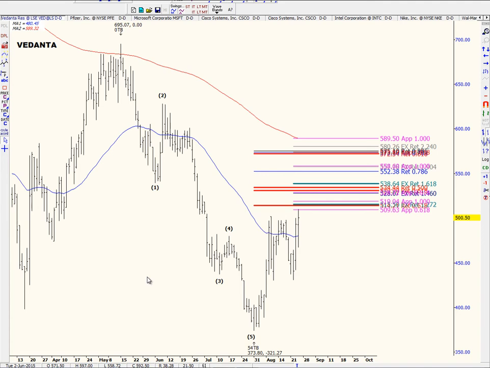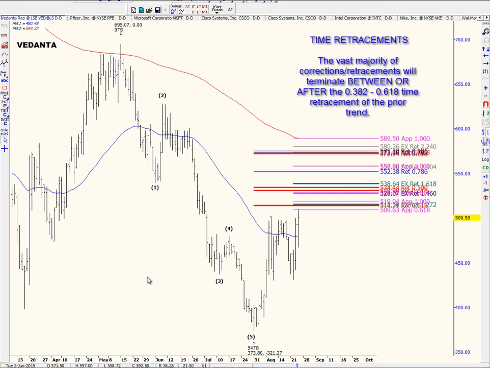Now, the vast majority of corrections or retracements against a dominant trend will take place between or after the 0.382 to the 0.618 retracement of the prior trend. Okay, I know it's a mouthful, so I'm going to say it again. The vast majority of corrections and retracements against the dominant trend will take place between or after the 0.382 to 0.618 time retracement of the prior trend.